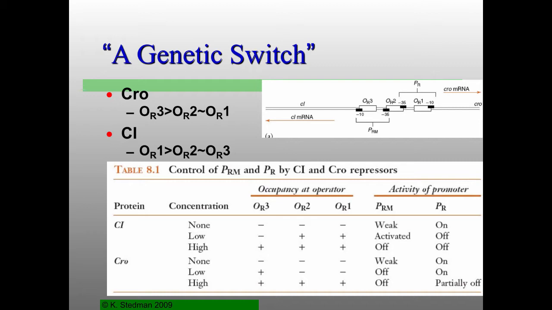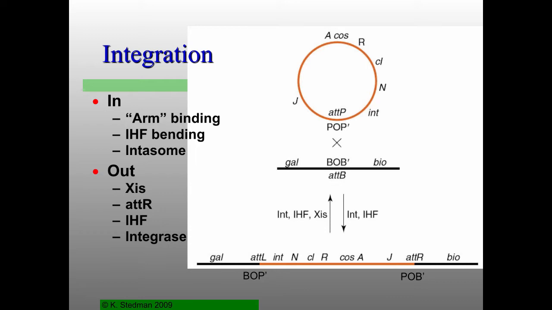Okay, so the other part about lambda is lambda integration, which I think I did a really horrible job of explaining the first time through. There are identical sequences in the lambda genome and in the bacterial genome. It's infecting E. coli, so this is the E. coli genome. And here you have what's called the operator site. This operator site, look, it's got the same letter. It means it's the same sequence. This is an identical sequence, which is present in both of these.